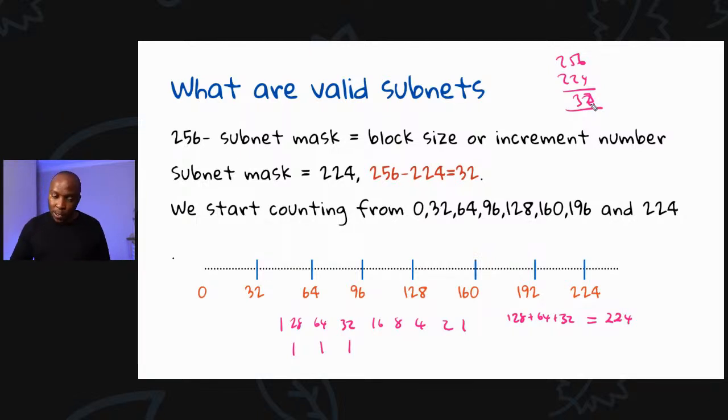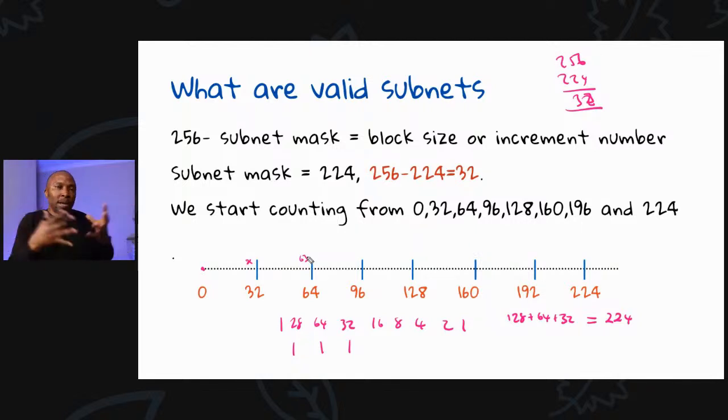So the first network is going to be 0 up to 31. The next network is 32 up to 63. The next network is 64 up to 95. The next one will be 96 up to 127, all the way until we get to 224. That is how our networks are going to increase in size.